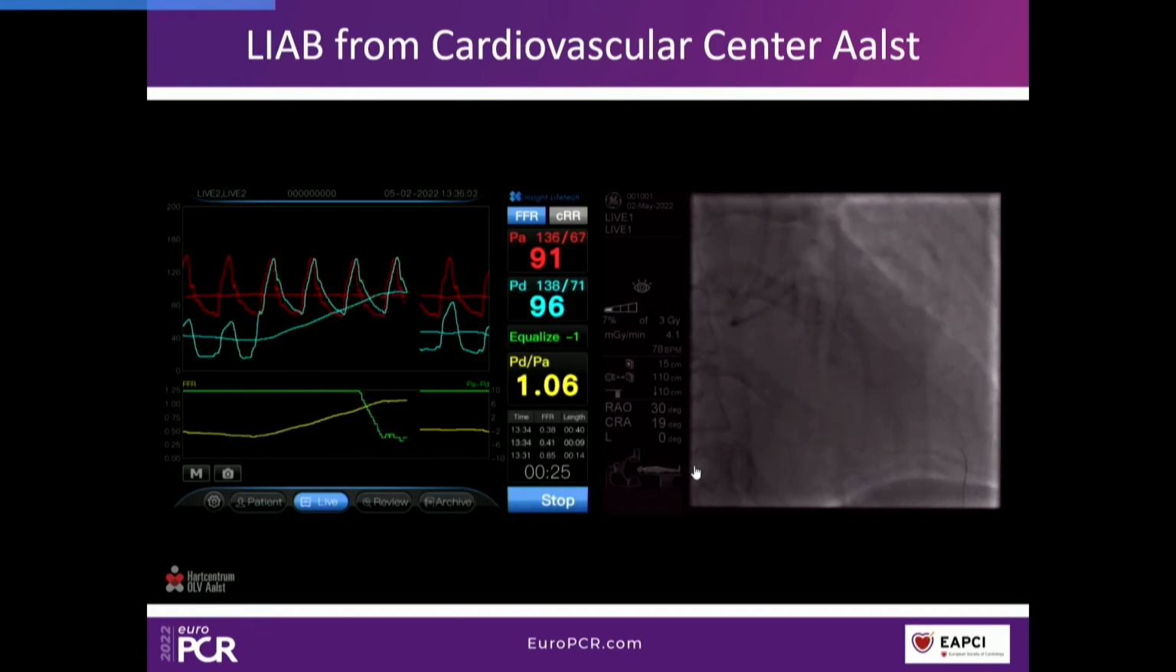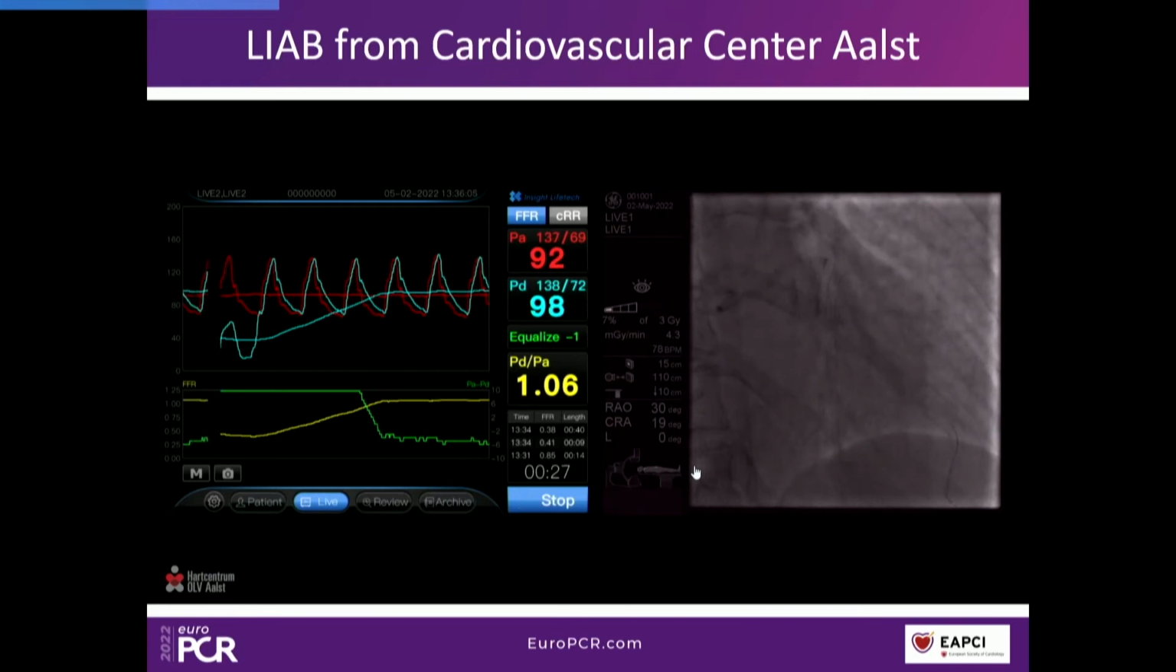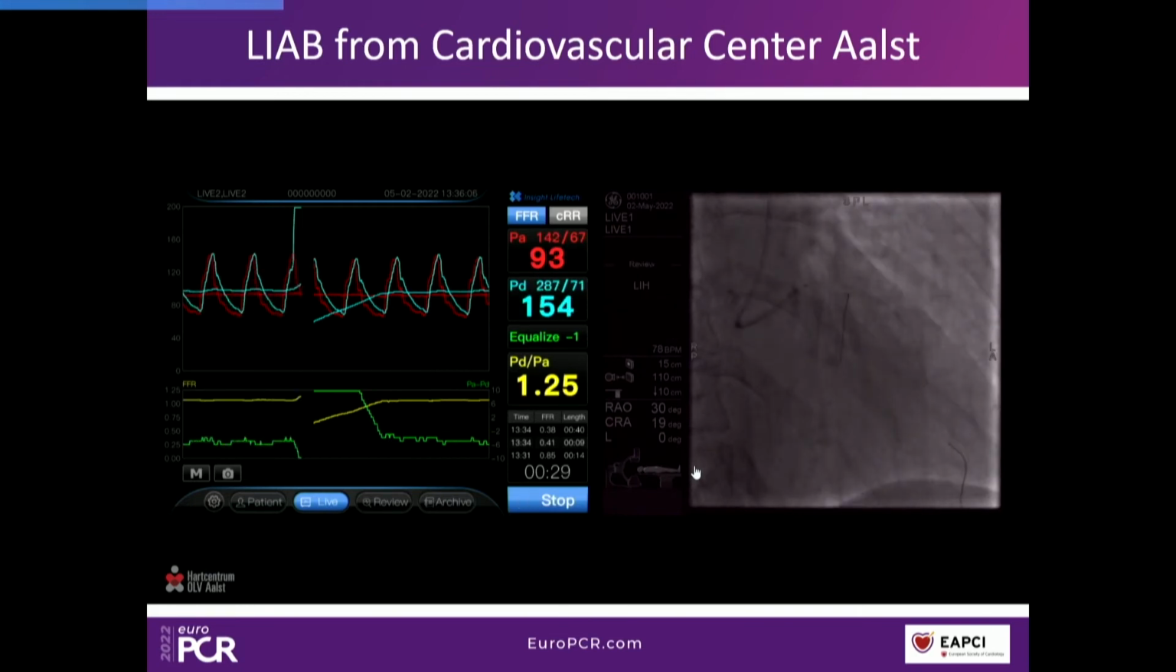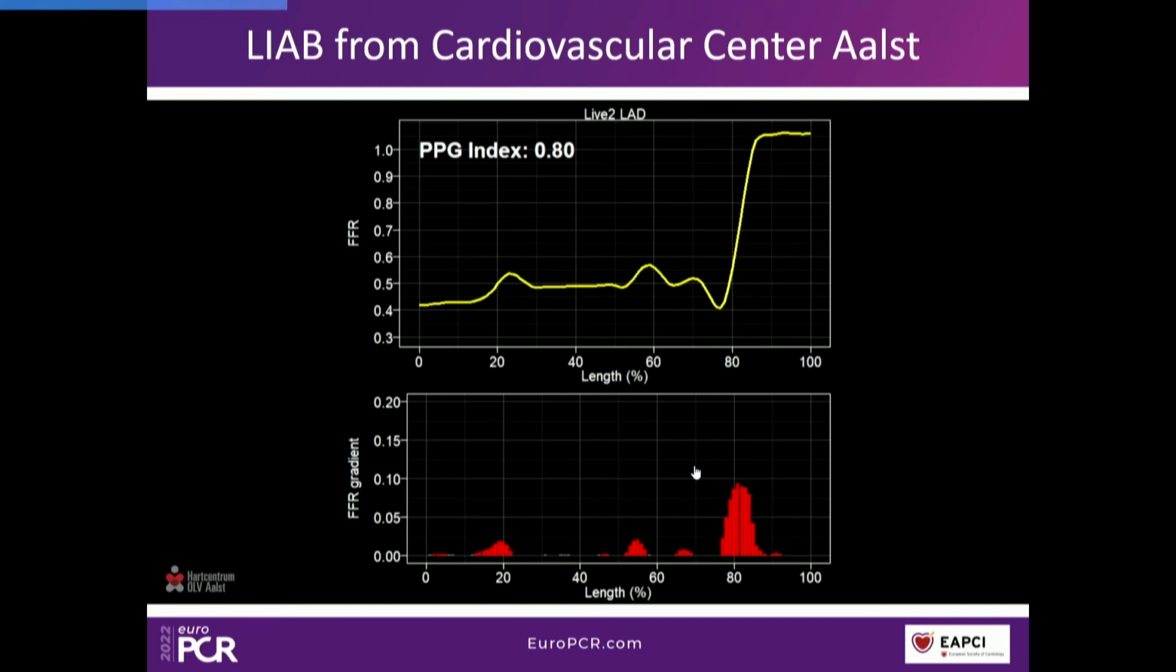There you go. Very sharp step up, proximal to this long lesion. In this diffusely diseased LAD, we have a very low FFR with a very focal gradient in the proximal part of the artery, with a corresponding PPG of 0.80. This means that this is angiographically diffuse disease, but functionally focal coronary artery disease.